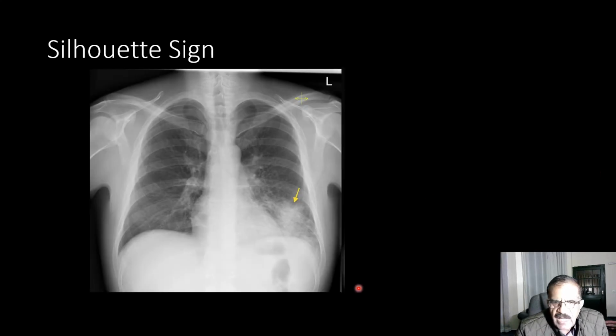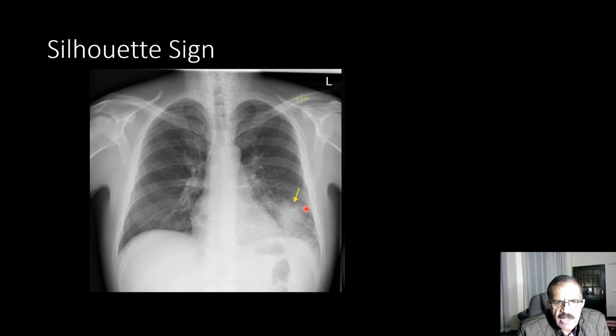Again, I will highlight silhouette sign. This is the opacity. From here, there could be the lower part of the upper lobe or upper part or the middle part of the lower lobe. So this is actually an overlapping area. On the PA film, you can't tell. But in this opacity, you can clearly differentiate left cardiac border. That means that this opacity is perhaps not in actual physical contact with the heart.